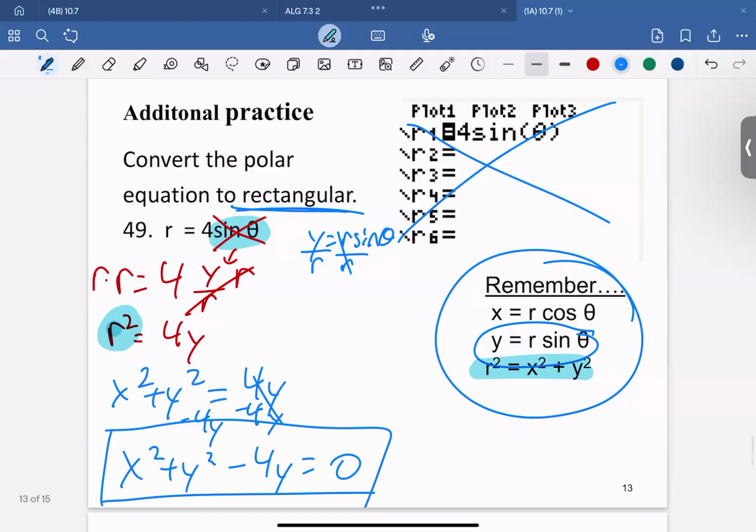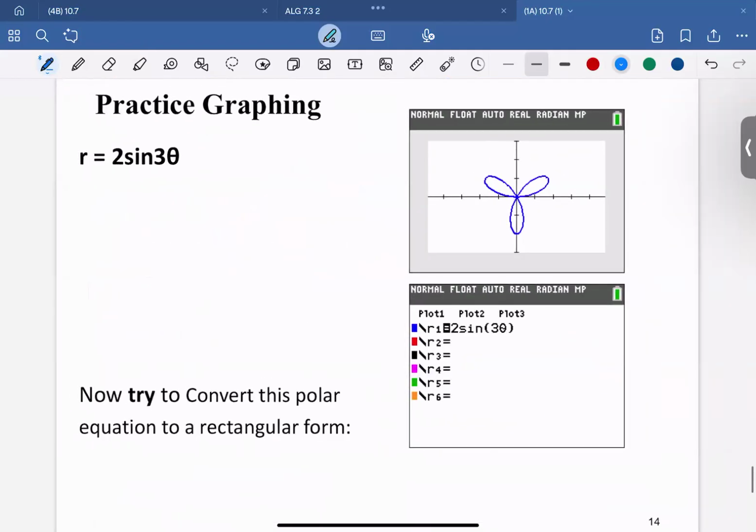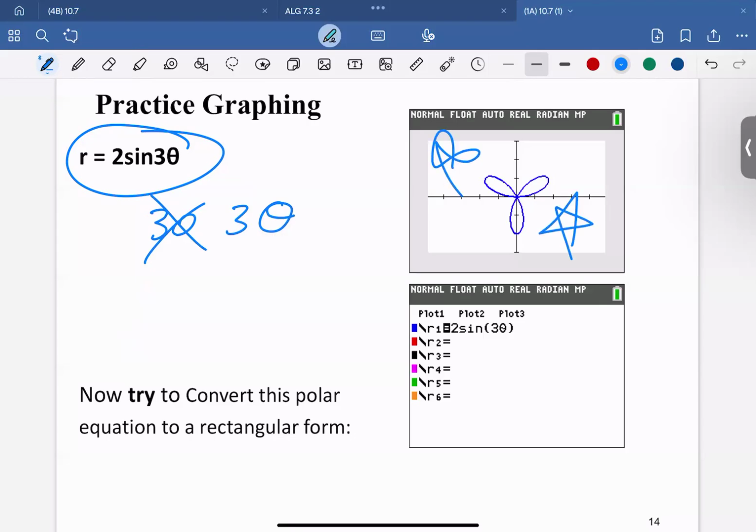Nice. All right, last thing that I want you to try, just practice graphing this. You're going to plug in 2 sine 3 theta. This is not a 30. This is 3 theta. And you should get this shape. It kind of looks like a flower, or like the petals of a flower. But if it's not looking very nice, then just make sure you go to zoom and then 5 zoom square.